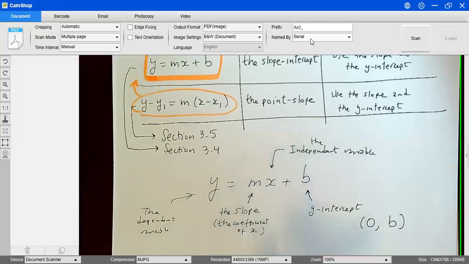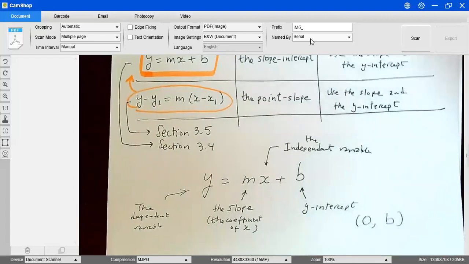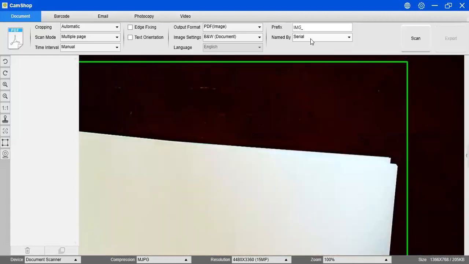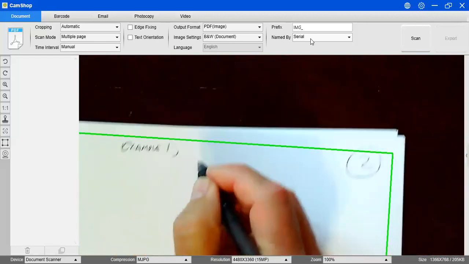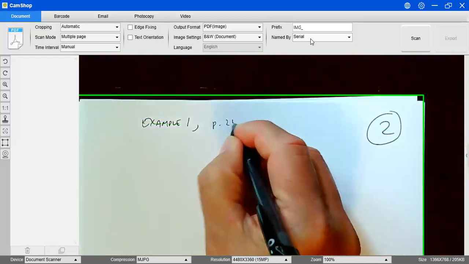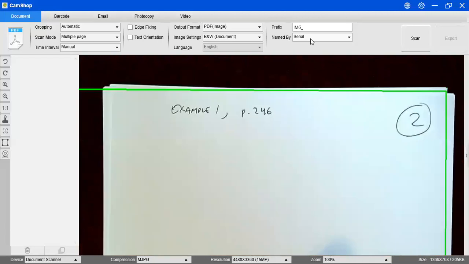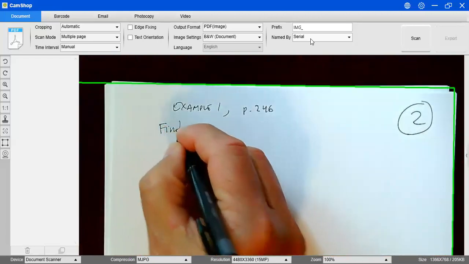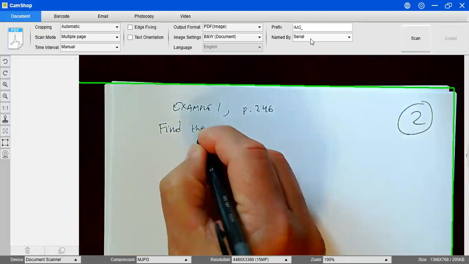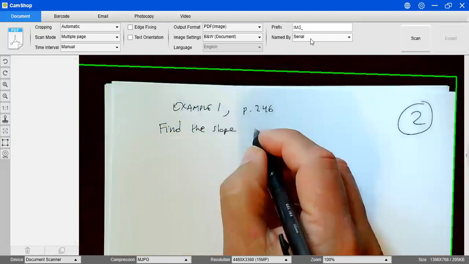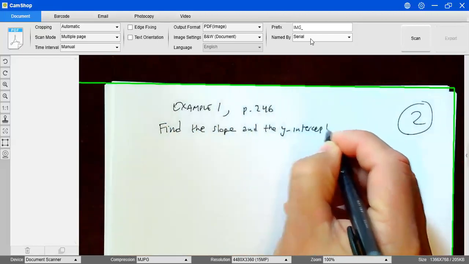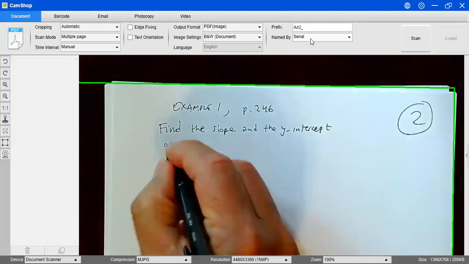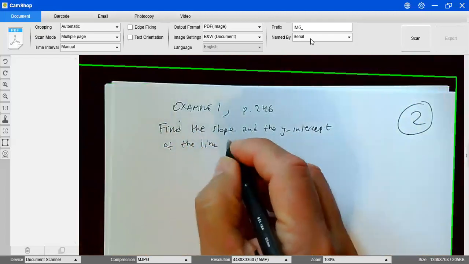So we're going to start with example 1. Example 1 is on page 246. The directions are that we're going to find the slope and the y-intercept of the line with the given equation.